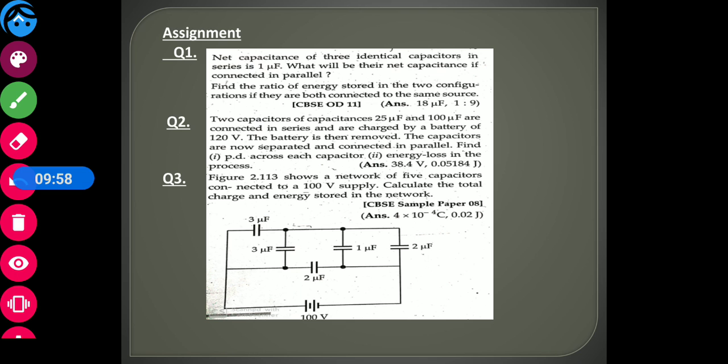Now these three problems are for your homework. If you follow the same principle, you can solve them very easily.